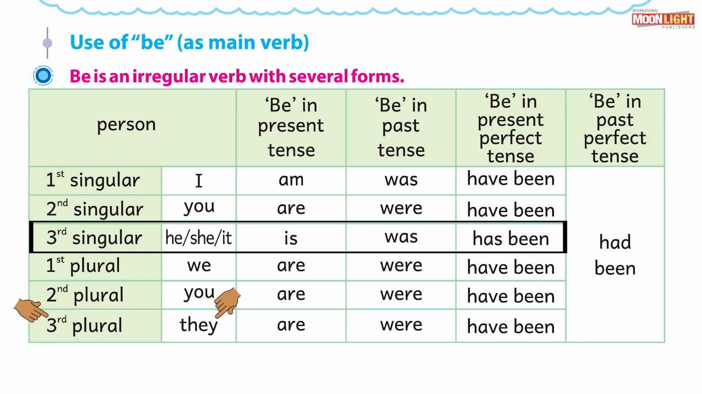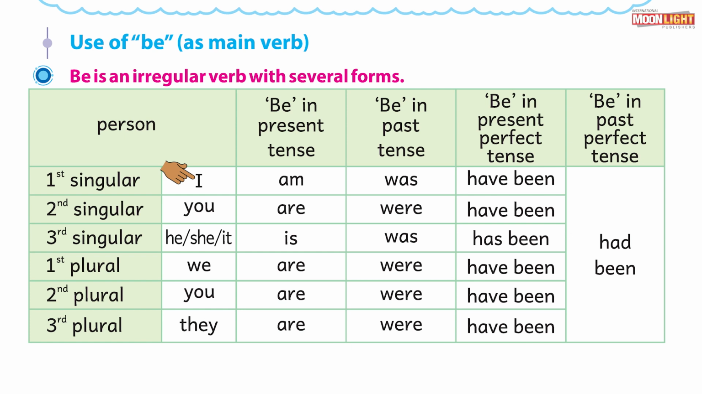They are not present over here. So that's why we are talking about them. He, she, it is the singular person. On the other hand, they is the plural personal pronoun. With I, we will use for the present tense, am. For the past, was. For the perfect tense, we'll use have been. And for the past perfect, had been.